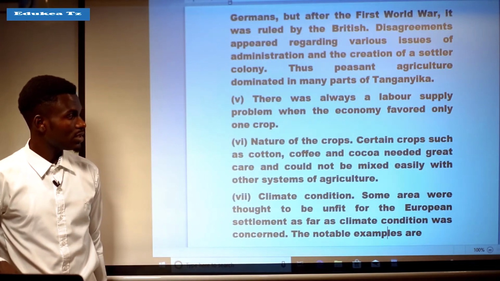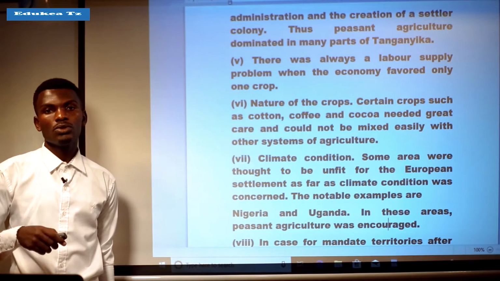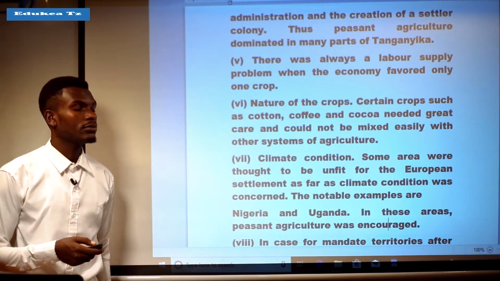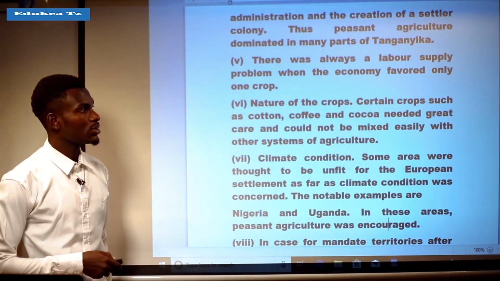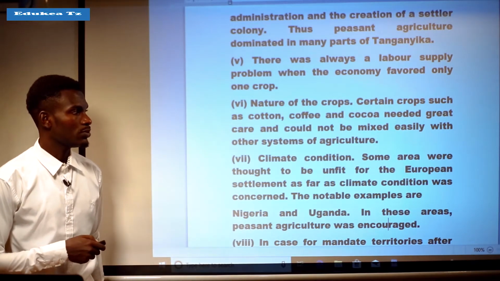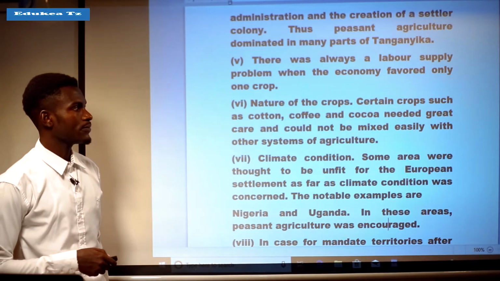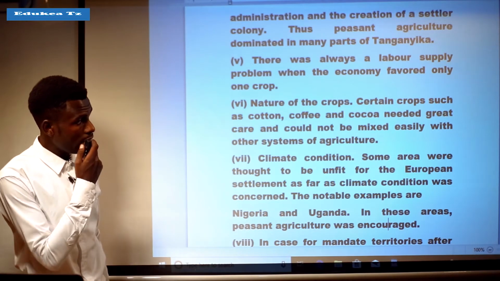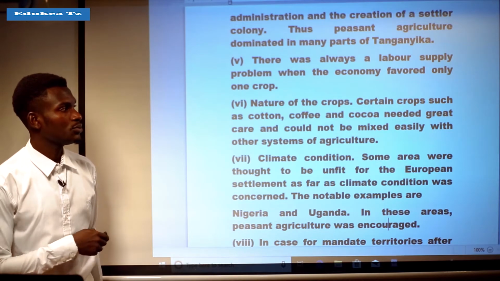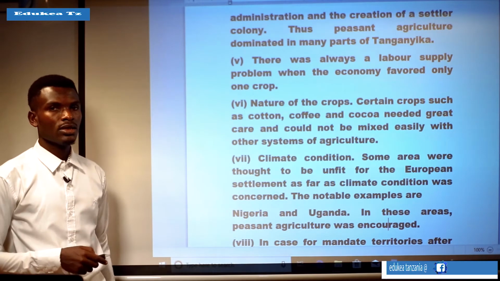Another was the nature of the crops. There are some regions which could not support the planting of some cash crops. Certain crops such as cotton, coffee, and cocoa needed great care and could not be mixed easily with other systems of agriculture. So they were planted in areas that could support the growth of these cash crops.